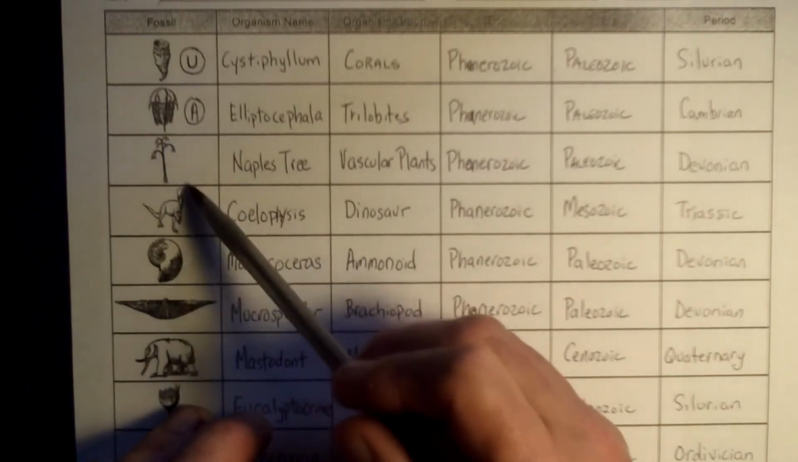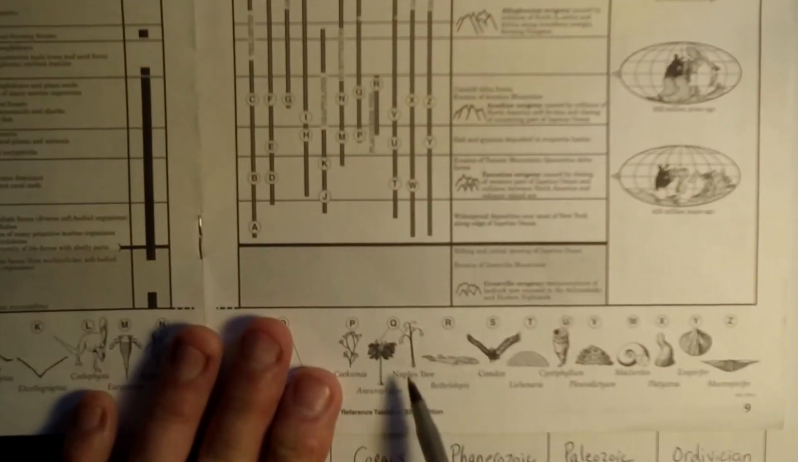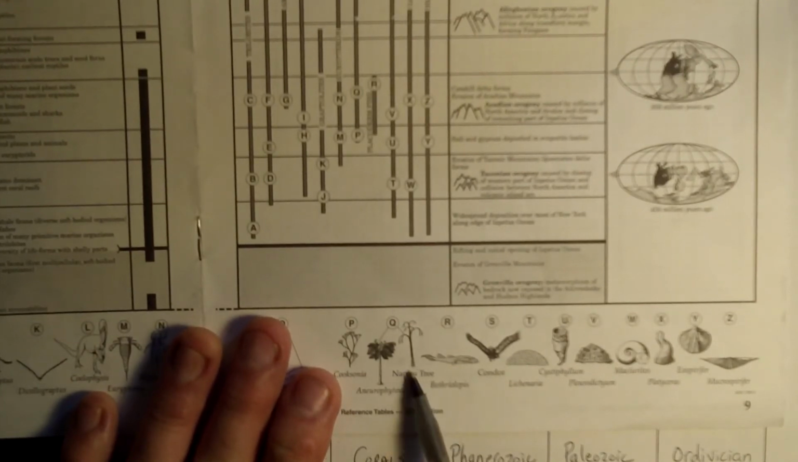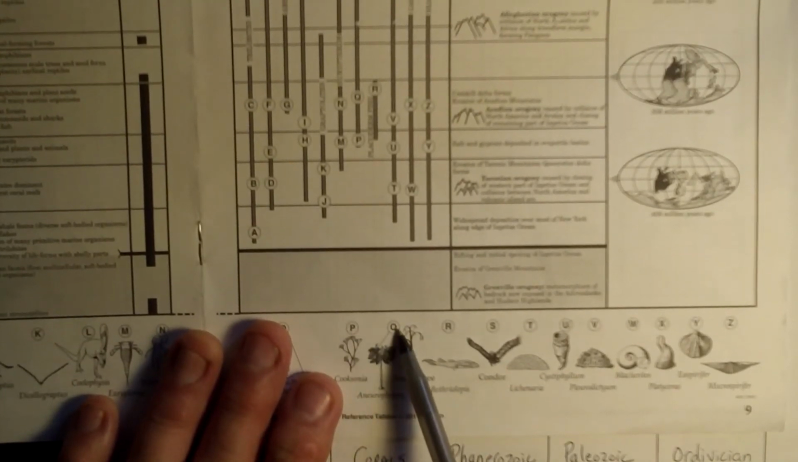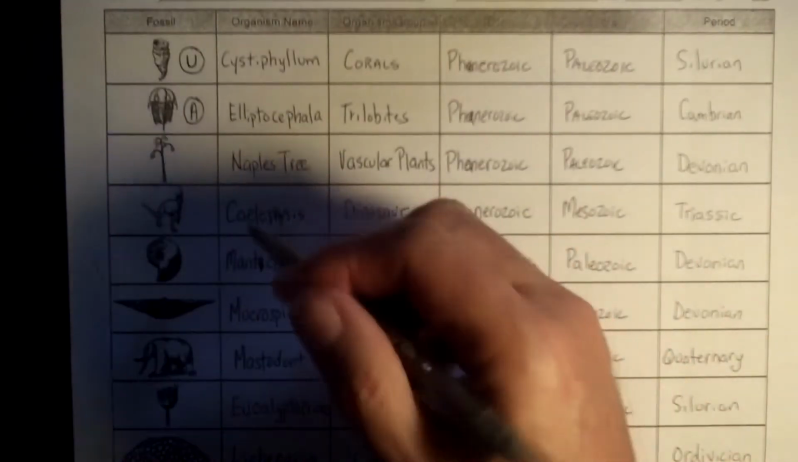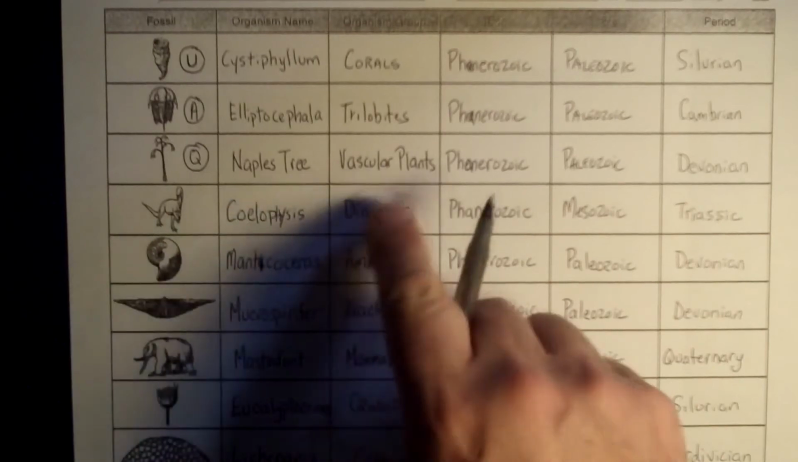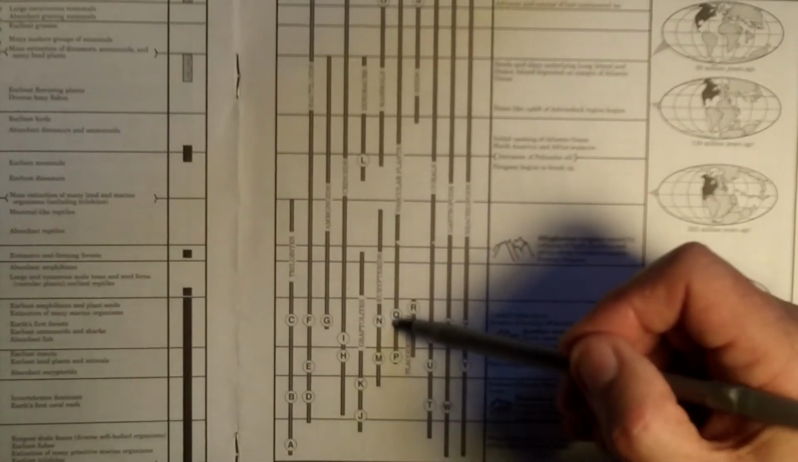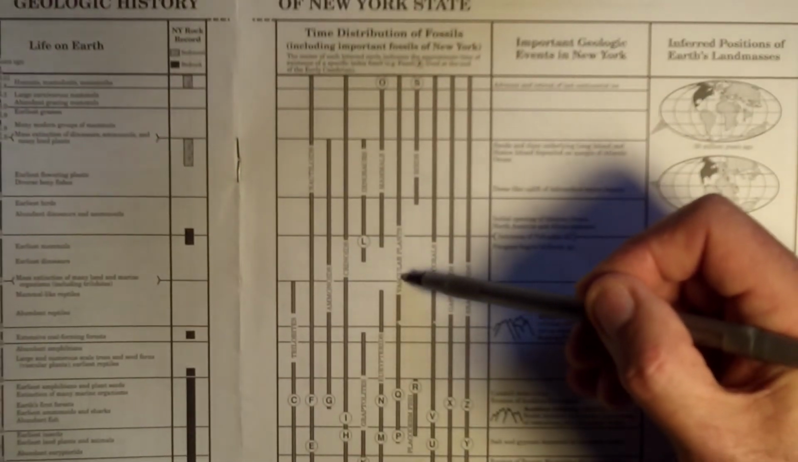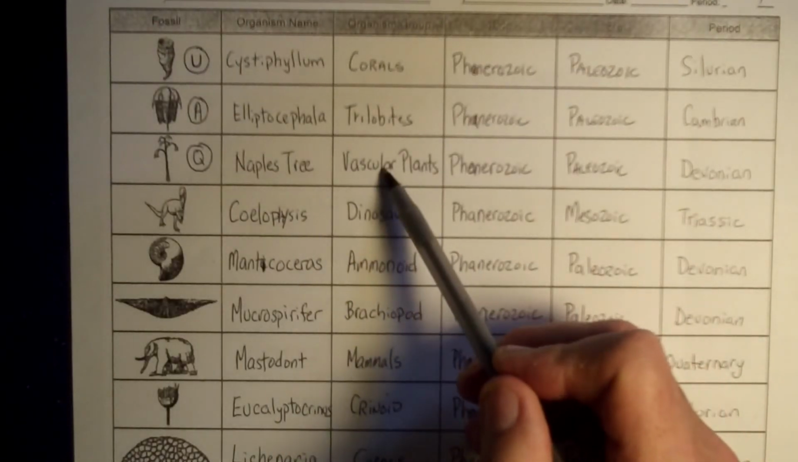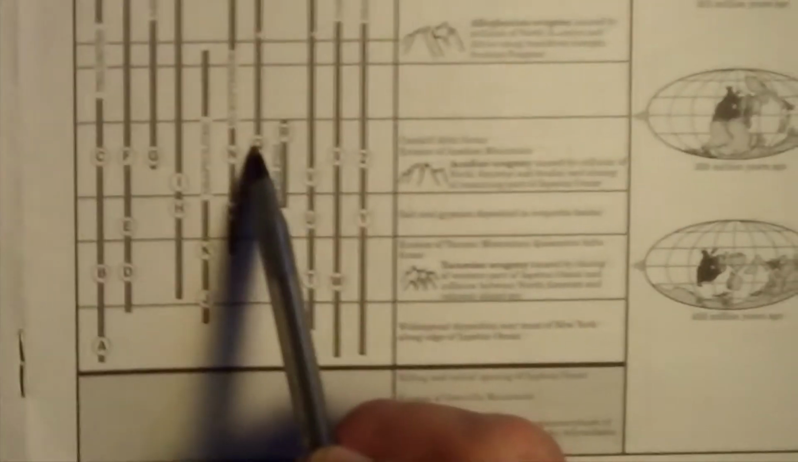This is an organism that matches up with the one that's on page number 9 right here. You'll see it's named the Naples tree, and they give us the letter Q for that. So we've got the Naples tree. We'll put the letter Q in there, and let's see what organism it matches up with. That's going to match up with this column right here, which is vascular plants. So I put vascular plants. Now, just like we did before, I think we should do period, era, and we already know what the eon is. So letter Q is located right here on the chart.